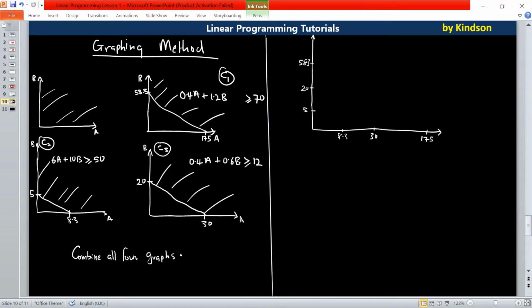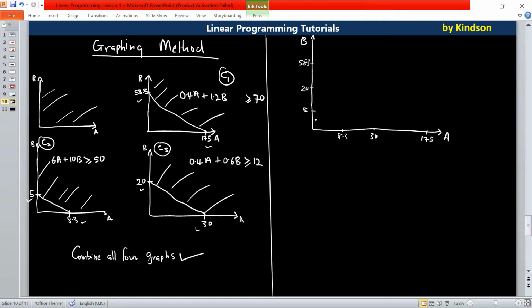Alright, so I've written all these, so the next step is to combine all 4 graphs into one. So to do that, you draw a somewhat bigger coordinate plane, put in the coordinates, so you have from the smallest to the biggest. So here you have 5, here you have 20, here you have 58.3, right? Good. So on the a-axis, you have 8.3, here you have 30, and here you have what? 175. So also we have this to be B and this to be A.